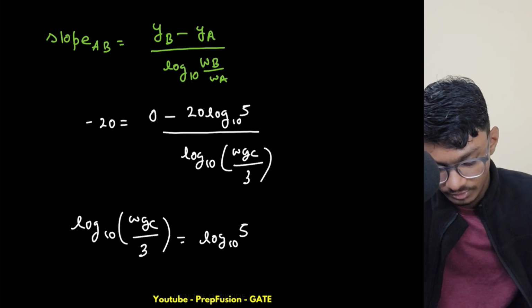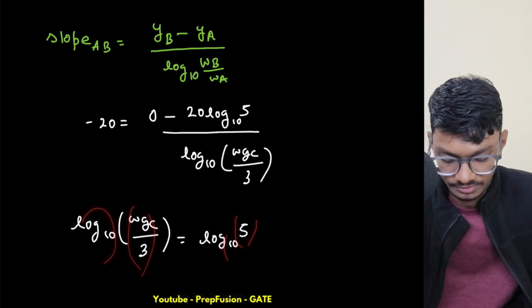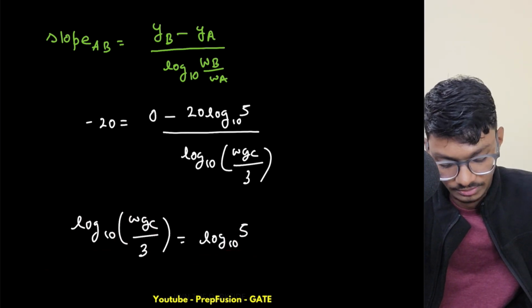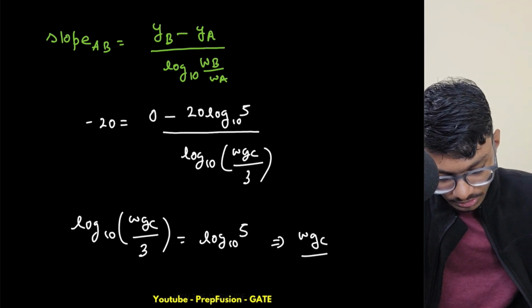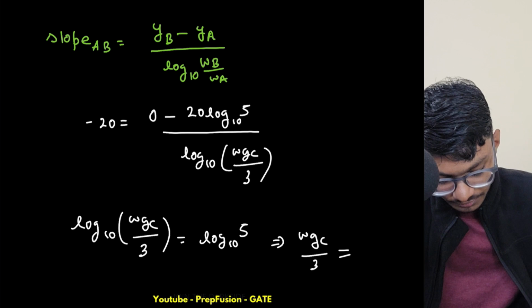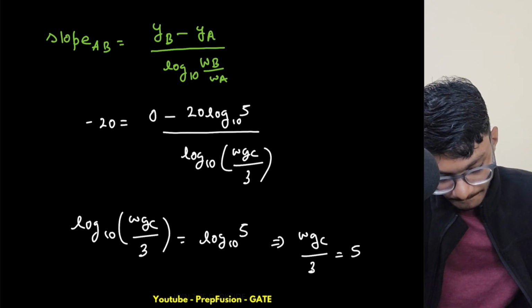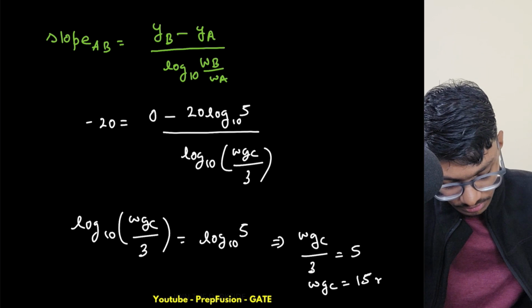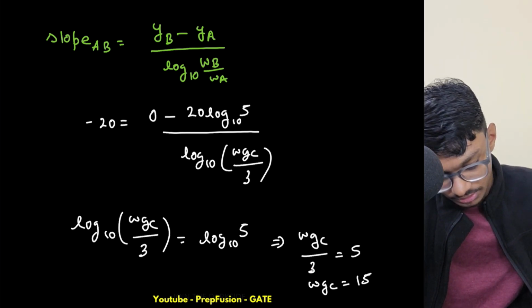Okay, so simply, these are all log base 10, right? So obviously this 5 should equal omega gc by 3. Or you can simply raise 10 to the power of both sides and you will get the same answer. So what do we get? Omega gc by 3 equals 5 itself. You get omega gc equals 15. Okay, this is the answer: 15 radian per second.